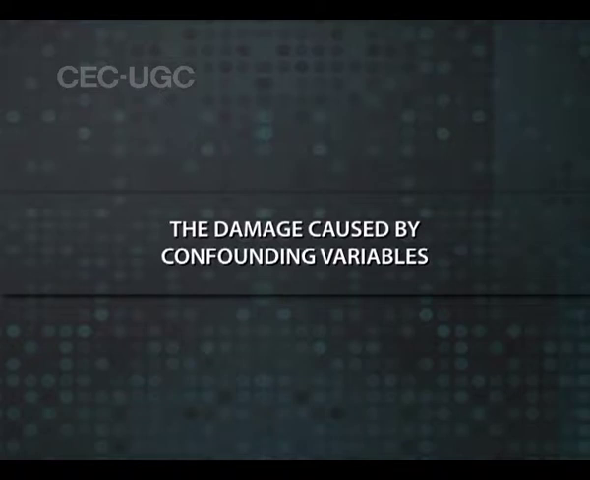Low is below a score of 84, middle is between 85 and 115 and high is above 116. The damage caused by confounding variables.